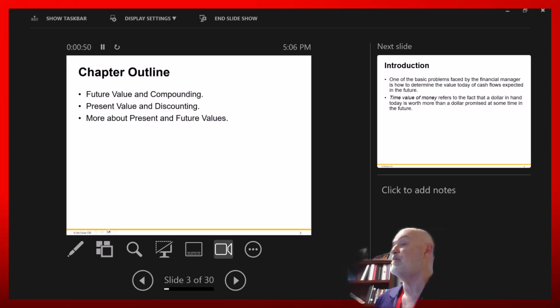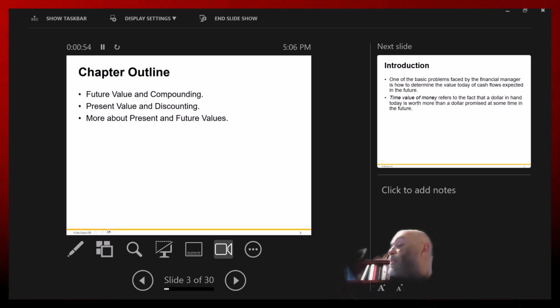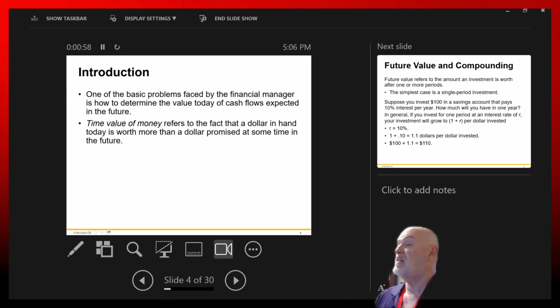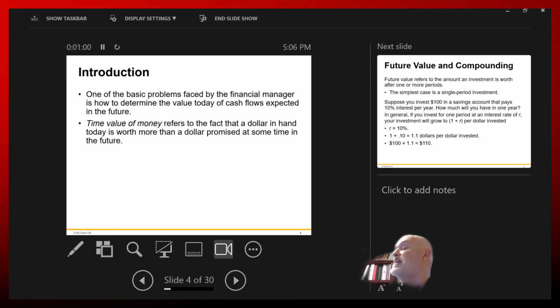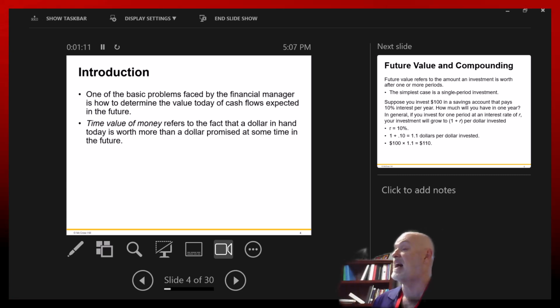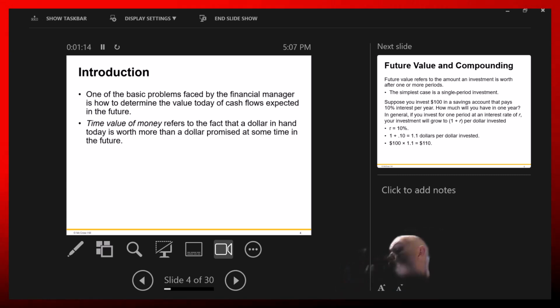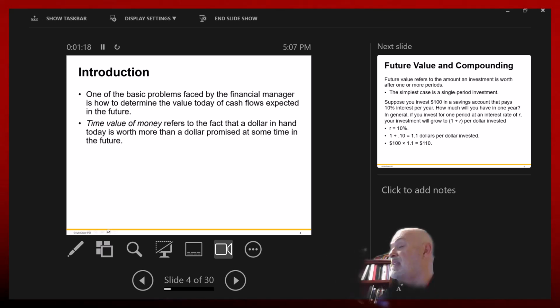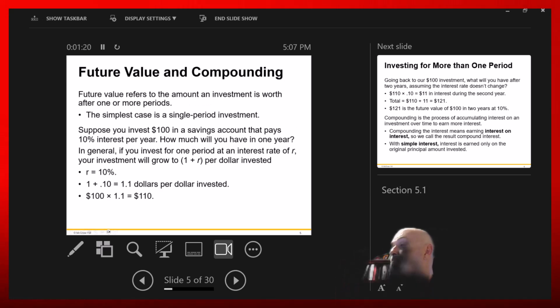Okay, chapter outline: future value and compounding, present value and discounting, and then we'll talk more about present and future values later. One of the biggest basic problems faced by financial managers today is how to determine the value today of cash flows expected in the future. The time value of money refers to the fact that a dollar in hand today is worth more than a dollar promised at some time in the future. This is a really important concept.